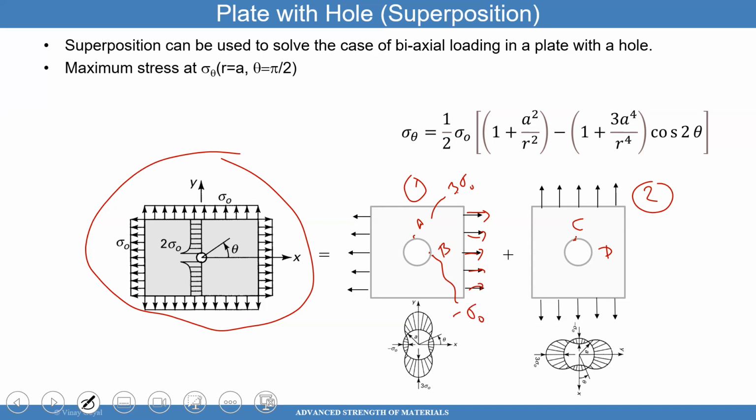At point C here, though, the load is applied upwards in that direction, so you can do the same thing. At point D it is 3 sigma naught, and at point C it is minus sigma naught. So I can superimpose both of those. What you find is that at points A and C, when you add them up, you get 2 sigma naught. So the stress at the hole is 2 sigma naught, and at points B and D, you also get 2 sigma naught.